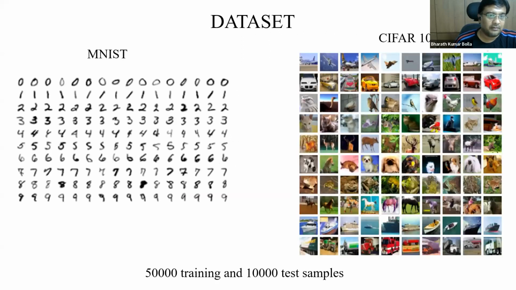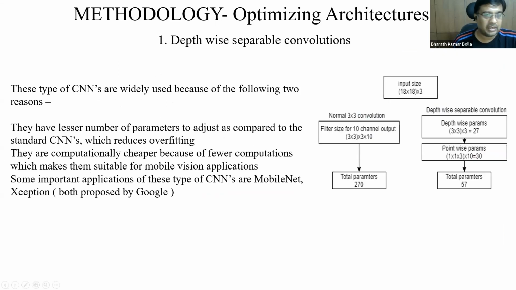One of the techniques we used is depth-wise separable convolution. If you have an input image of 18 by 18 with 3 channels, and normally you use a 3 by 3 convolution and want a 10-channel output, this leads to a certain number of parameters. The 3 by 3 has 3 filters, so this leads to 270 parameters.